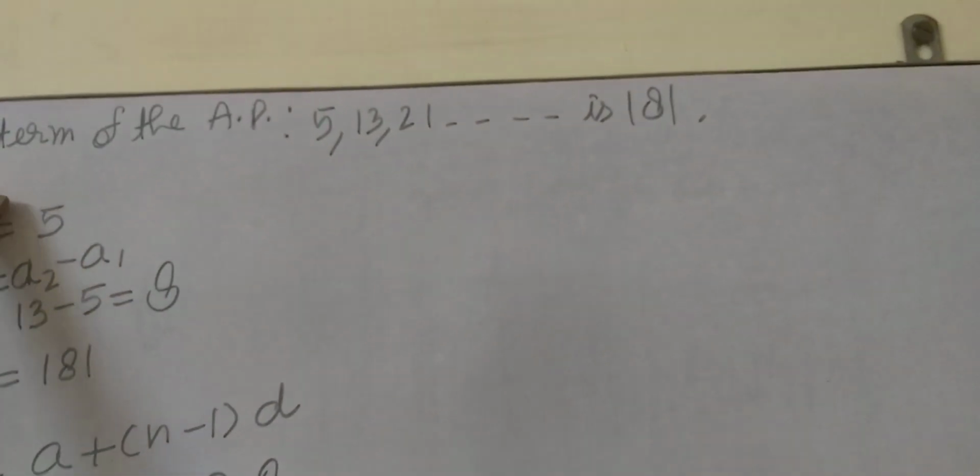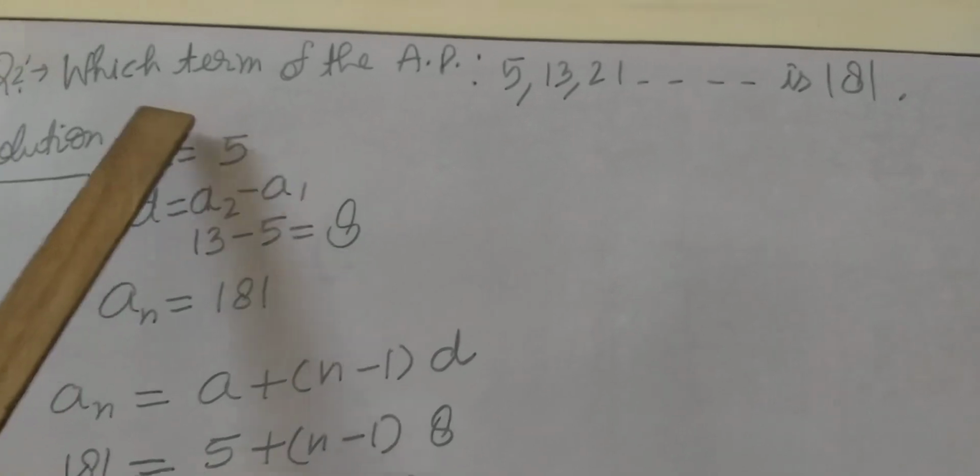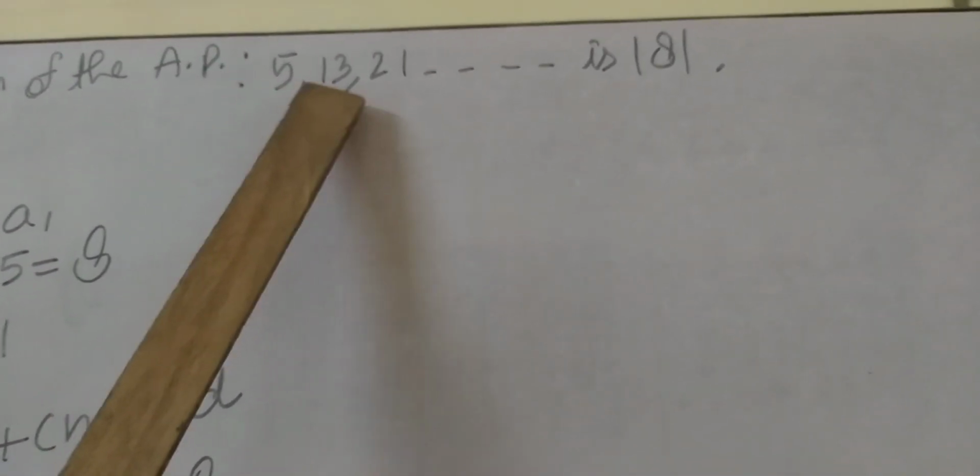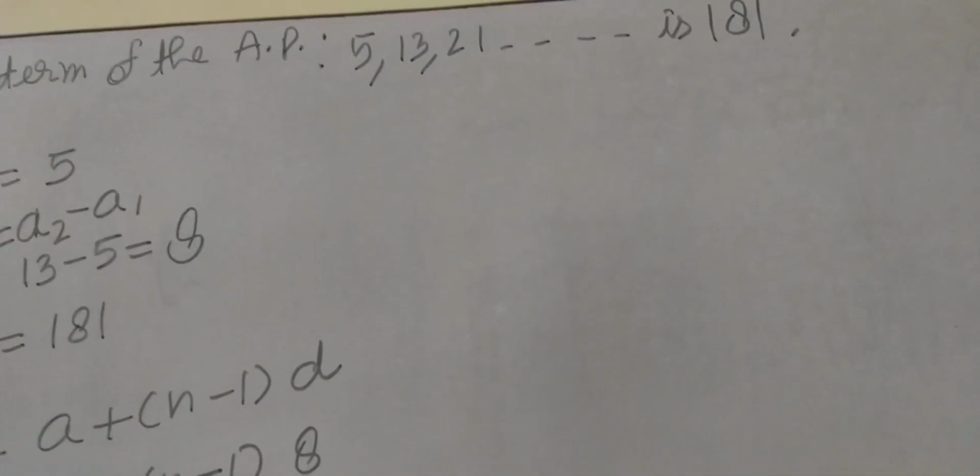Okay, students, now come to the next question. Which term of the AP 5, 13, 21, dot dot, is 181? It means we have to find out which term, means n. The question is asking about the number of terms. Number of terms means n. The question is asking about n.